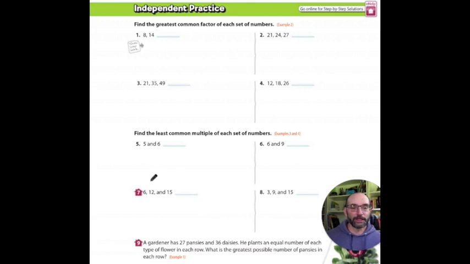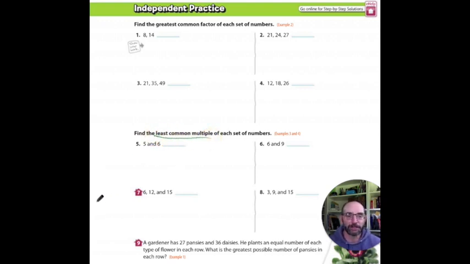Okay, now you guys do this one, 6, 12, and 15. Ready, go. Okay, so for this one, to make life a little bit easier for me, I'm going to start with a bigger number, right? And so remember, this is skip counting because it is least common multiple. That's where we kind of skip count.